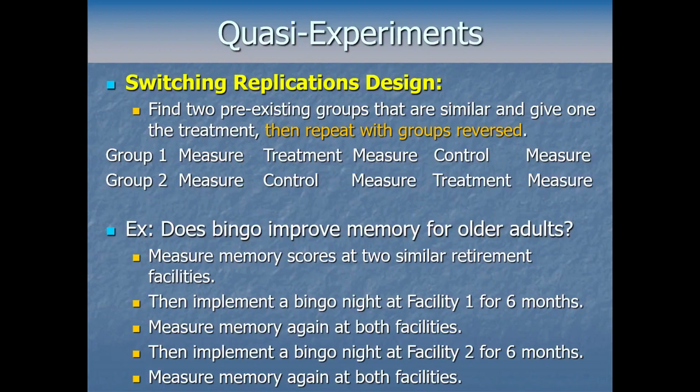So this design is also popular when it'd be unethical not to give both groups treatment. So if you don't want to deny the program, the treatment, to half of your participants, then this design ensures that everyone gets it at some point during the study. This is also a popular design in places like schools, where things get repeated or start over at regular intervals, like a semester system or something like that.